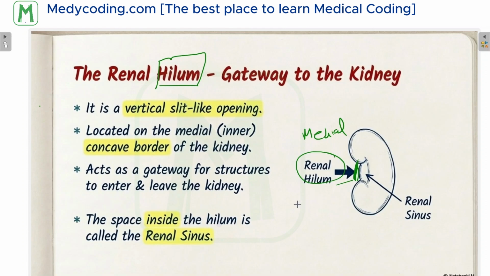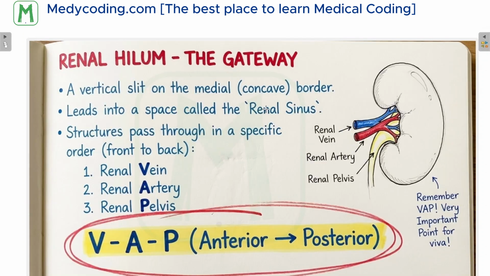The space inside the renal hilum is known as the renal sinus. In this slide, you can see the location of the different structures that go into the hilum. VAP means vein, artery, and pelvis. This is the position of the structures going into the hilum from anterior to posterior.